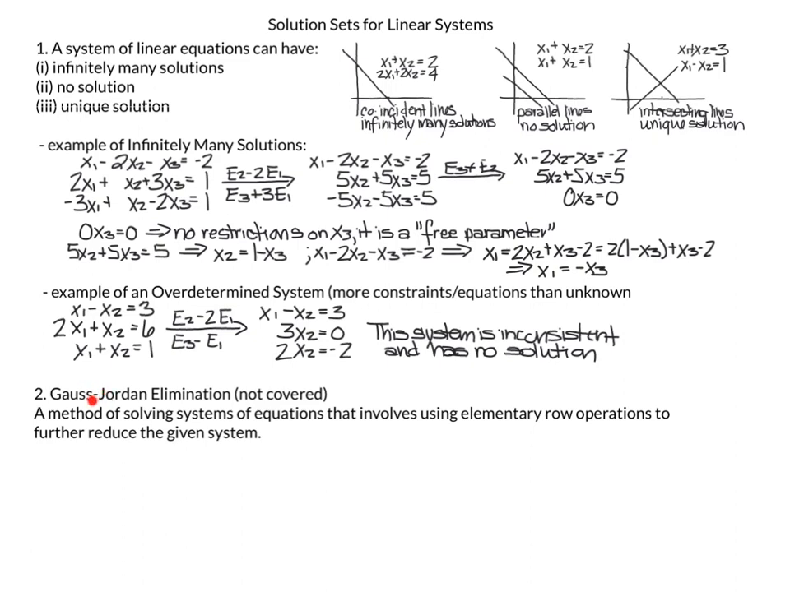I did want to mention Gauss-Jordan elimination is something we didn't cover, but it is a method of solving systems of equations the way we use Gaussian elimination. But this one kind of keeps going. You keep doing elementary row operations to make it even further reduced, but we're not going to cover that.